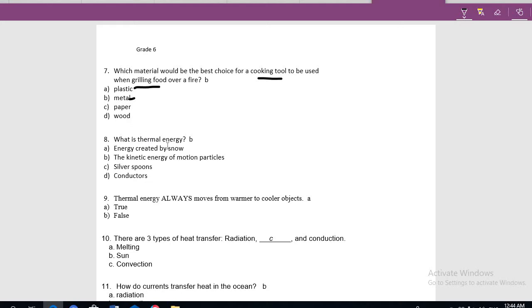What is thermal energy? Thermal energy means the total amount of kinetic energy, the kinetic energy of moving particles. Thermal energy always moves from a warmer object to a cooler object. True. Heat can transfer in three types: radiation, convection and conduction.